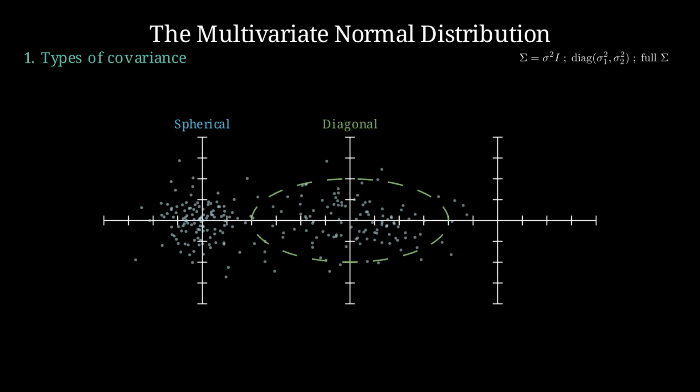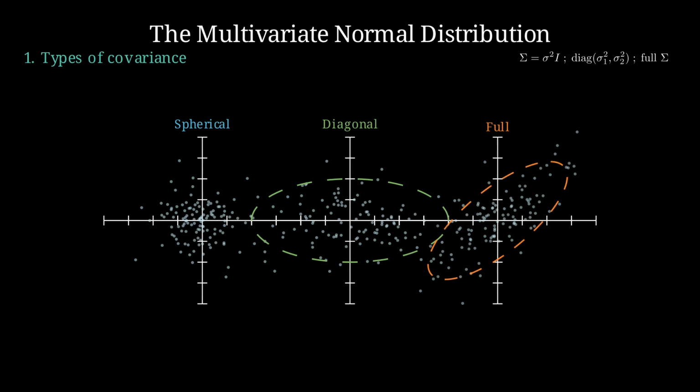Finally, a full covariance allows off-diagonal terms. Positive correlation pulls the cloud toward a tilted ellipse. Compare the three panels: round, axis-aligned, and rotated. The same mean, but very different dependence.